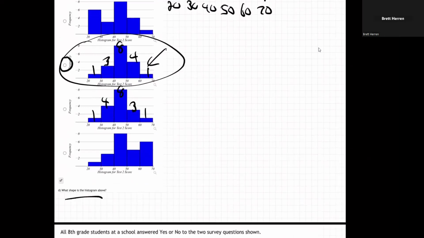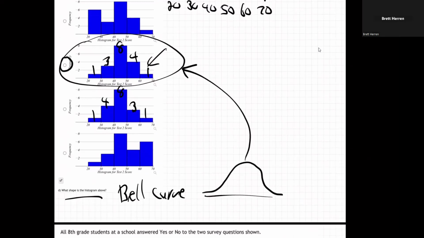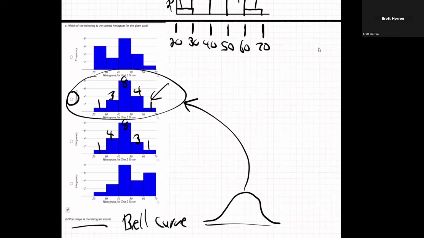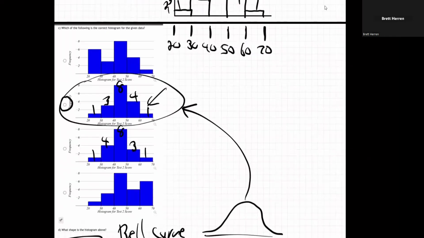Now, what shape is that? Well, that's a bell curve. Bell, meaning it looks like a bell. It looks symmetric, doesn't it? We call that a bell curve, a normal curve. It's symmetric. We'll talk more about that in days to come. So there we go.